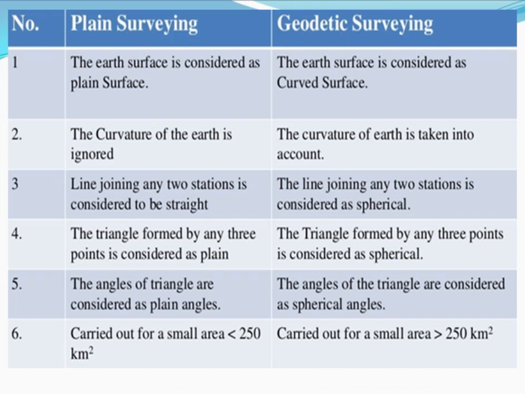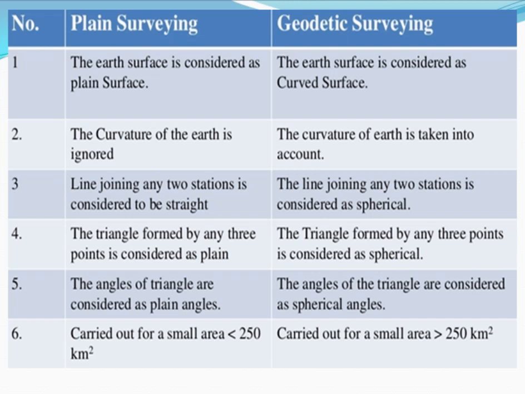The triangle formed by any 3 points is considered as the plane triangle, as we know that the sum of angles is 180 degree. Here in geodetic surveying the triangle formed by any 3 points is considered as spherical. The angles of the triangle are considered as plane angles. Here the angles of the triangle are considered as spherical angles. Then smaller area here, and here we have to consider more than 250 square kilometer area.